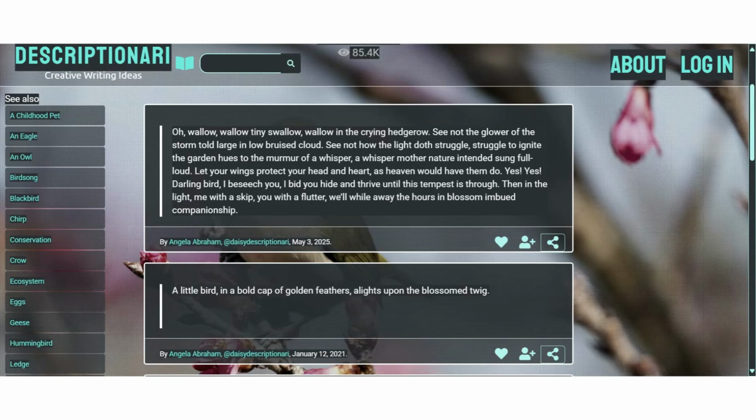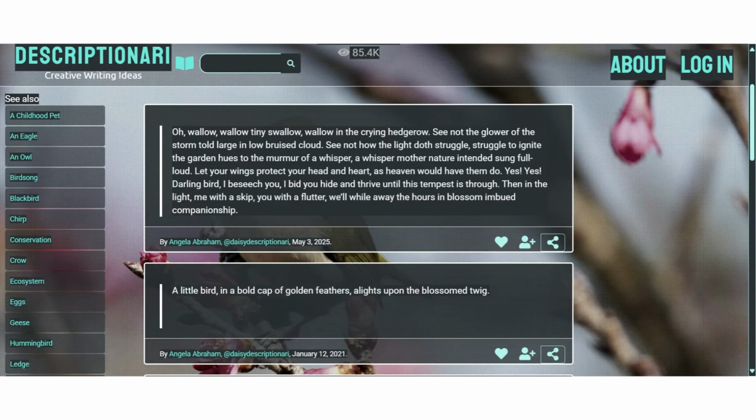Anyway, let's take a look at this writing and we'll start talking about this example. For the readers or the listeners who are not in the UK, a swallow is a kind of bird.